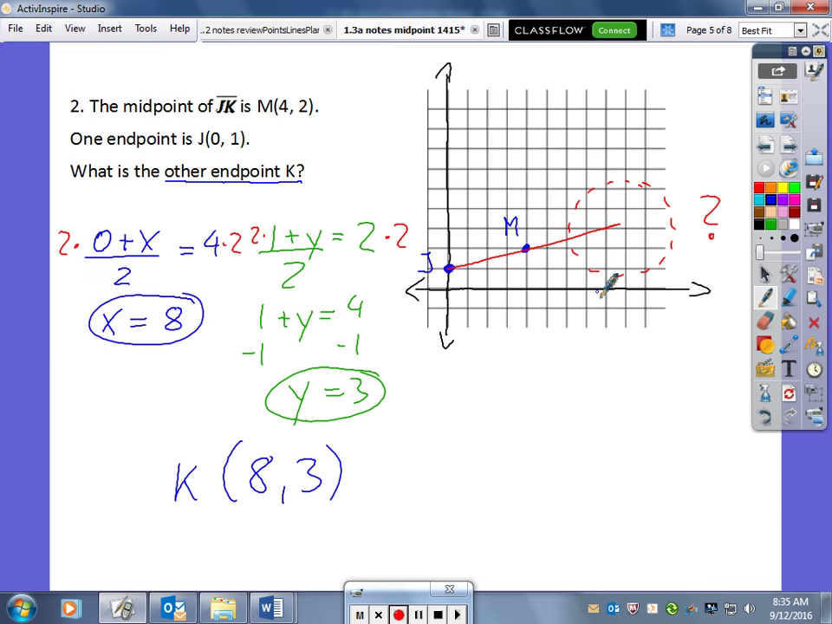If we count this out, 1, 2, 3, 4, 5, 6, 7, 8, and 3. This is where the endpoint K is.